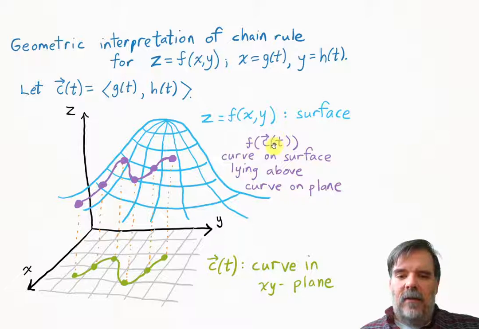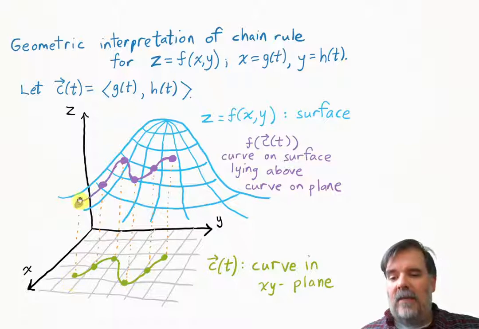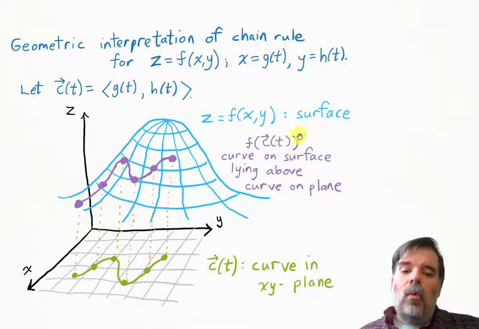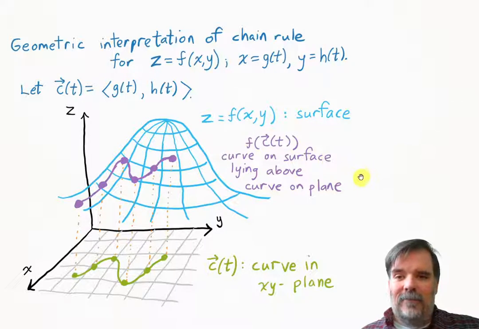Well, c of t means we're plugging in the points along this curve into the function f. So for this x and y value, we plug it into the function f and we get a z value. That corresponds to this purple point here. We take this next xy point and we plug it in and we'll get another point on this surface. Each point on this curve in the xy plane corresponds to a point on this curve embedded within the surface. So it's like we're carving out a path contained within the surface when we do a composition of functions.